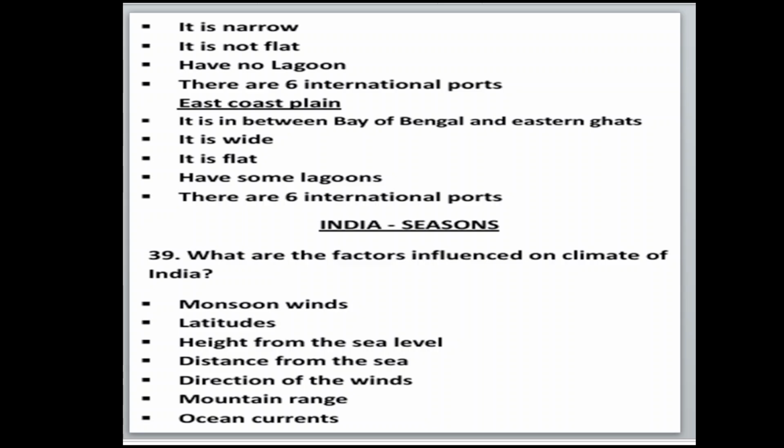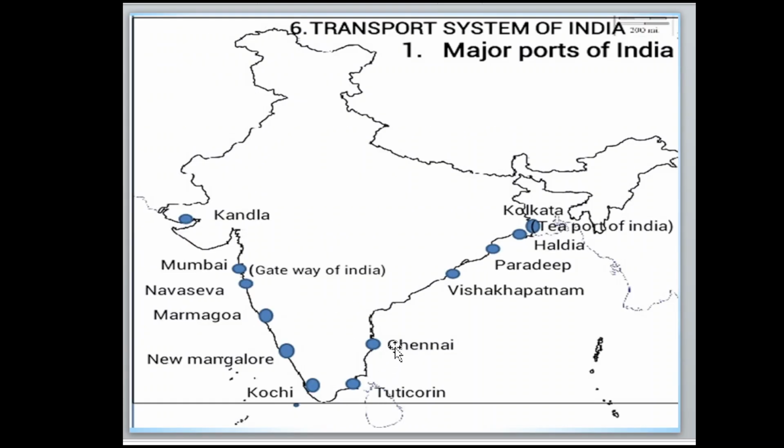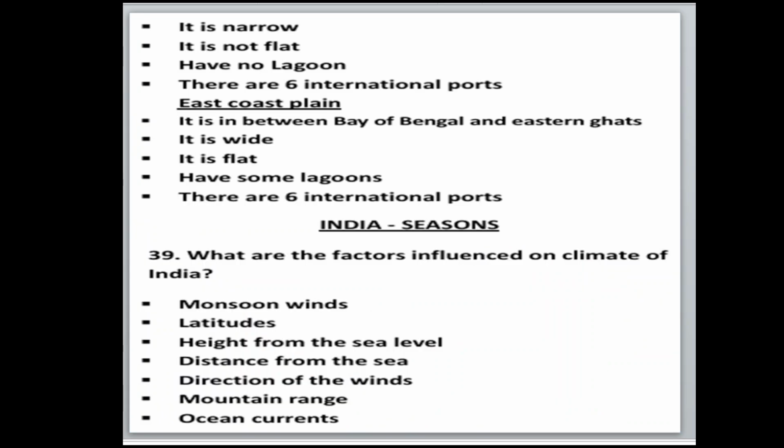Then move to the next one. East Coast Plain is between the Bay of Bengal and the Eastern Ghats. It is wide, it is flat, has some lagoons, and there are 6 international ports here: 1, 2, 3, 4, 5, 6. Now move to the next.